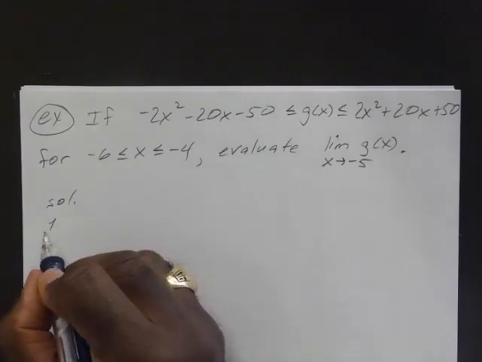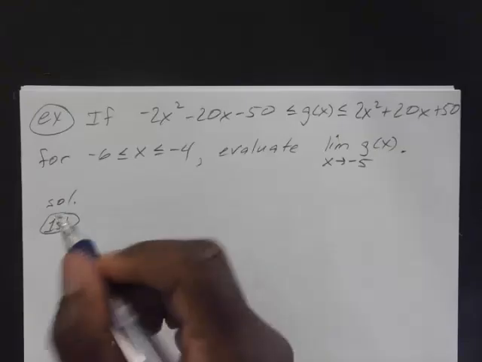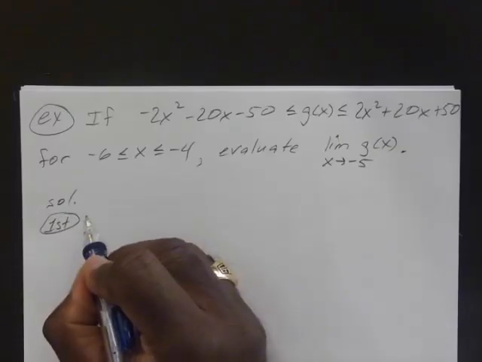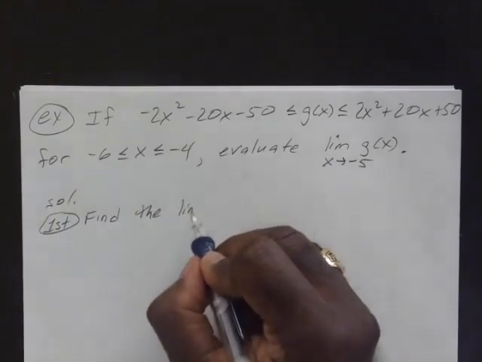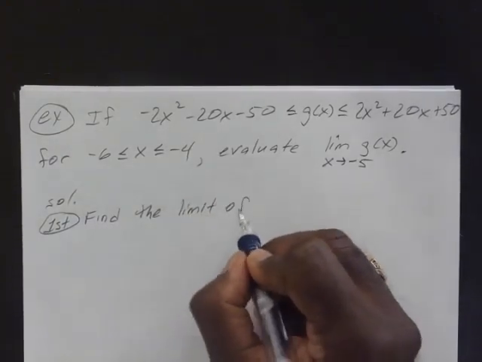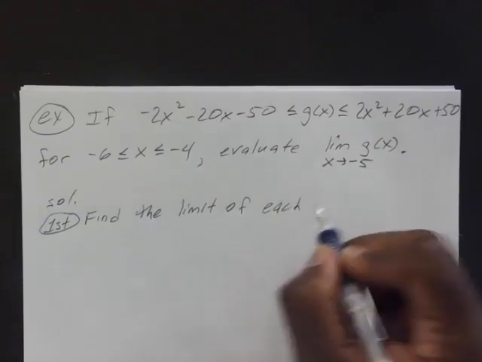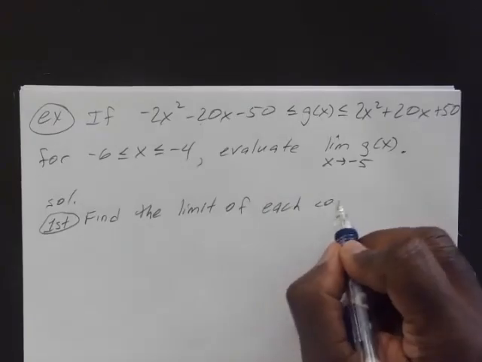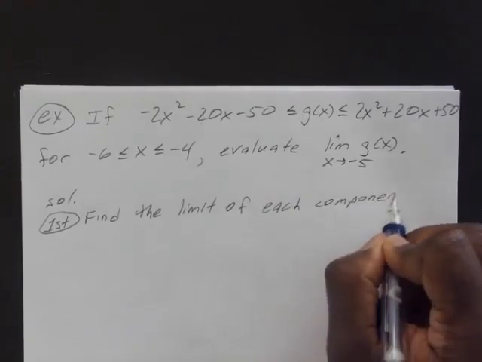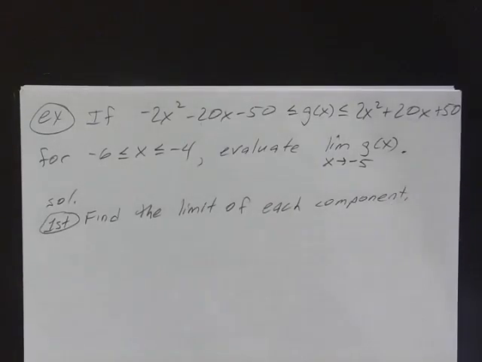Okay, so the first thing you're going to do is find the limit of each component, the two on the outside and the g of x in the middle. Or you can say each expression.